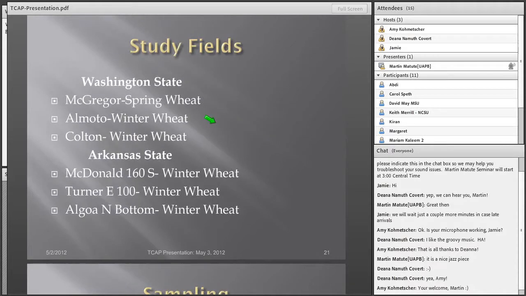Now, our study fields are in Washington State and in Arkansas. The three we have in Washington State, McGregor is for spring wheat, and the other two are for winter wheat. Almoto and Colton are for winter wheat. In Arkansas, only winter wheat is grown, and these are our three fields in Arkansas: McDonald, Turner, and Algoa.